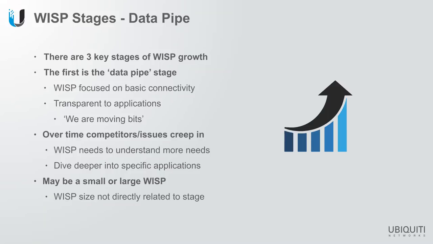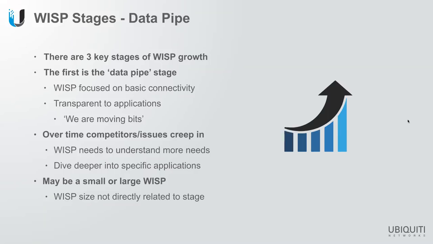Without a good understanding of what those different applications need, it can be a little bit difficult to really figure out how you can improve performance for them, or how you can help retain them. And also over time, as more competitors pop up, if everyone's offering this kind of stage of connectivity, this data pipe stage, if you will, then it becomes a little bit harder to differentiate from them. So typically, a lot of WISPs will start to move out of this data pipe stage after a little while.